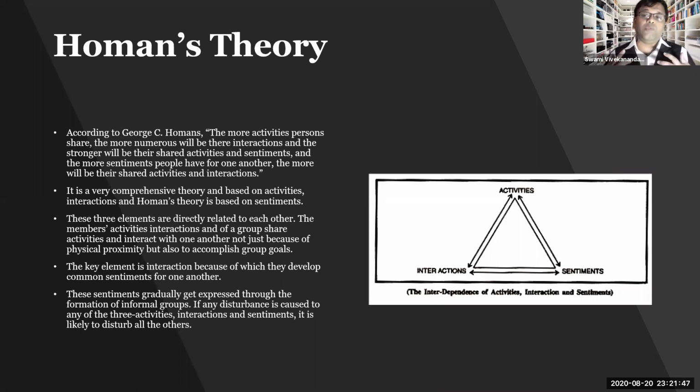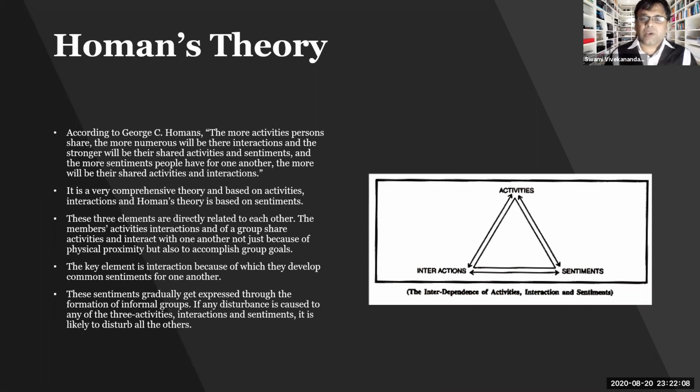So in order to fulfill the group objective, they are forming the group because they share the same sentiment. And how is the sentiment being created? Through interaction and the activity. So everything is interlinked. Okay. So the key element is the interaction, because of which they develop common sentiments for each other. So interaction is the key element in this model.